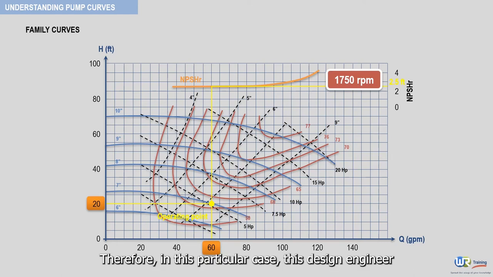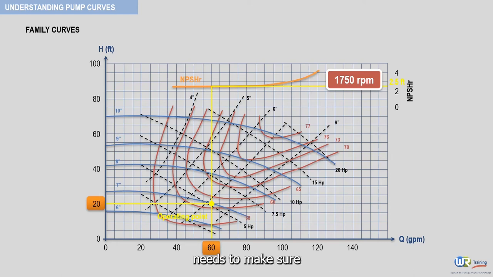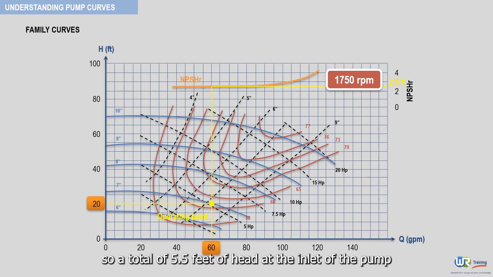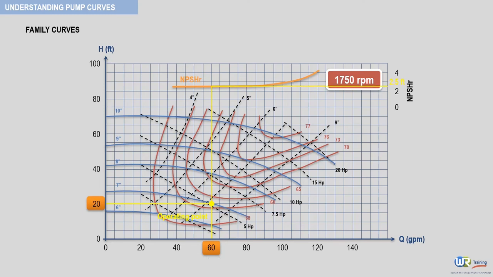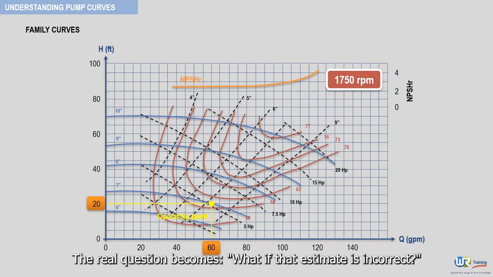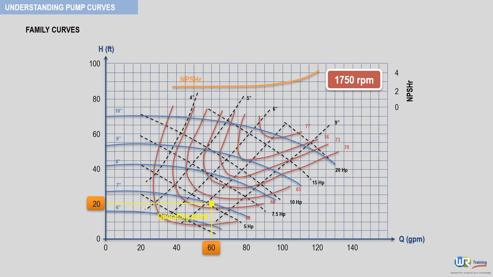Therefore, in this particular case, this design engineer needs to make sure that he has a minimum of 2.5 feet plus 3 feet safety margin. So a total of 5.5 feet of head at the inlet of the pump. So this is the design operating point. But as we have seen in a previous video, head is a little bit tricky to estimate. The real question becomes, what if that estimate is incorrect? Let's have a look at two hypotheses.